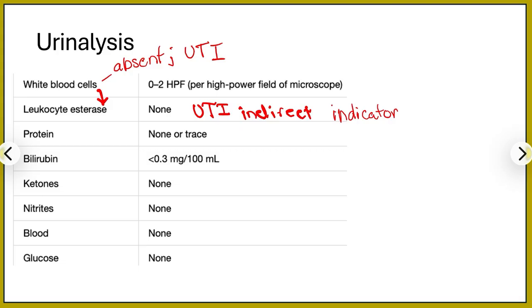Protein, generally not found in there. So this is generally going to represent that you may have damage to the kidney, specifically the glomeruli, since normally they wouldn't be getting filtered from the blood, but if you have the glomeruli damage, then protein can leak into the blood. Bilirubin typically is going to be low.